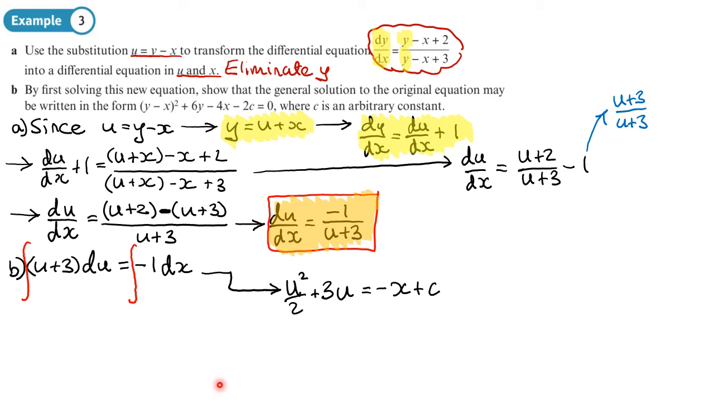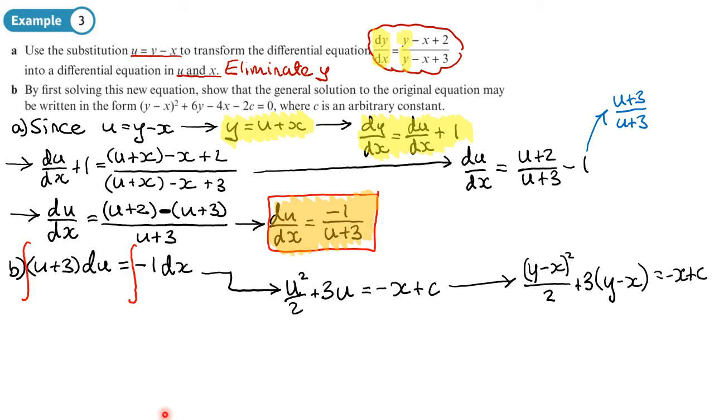Okay, now the form they want it written in has y, so we need to substitute back and replace the u's with y's. Now u is y minus x. So if I substitute back, instead of u, I'll have y minus x all squared over 2 plus 3u, or 3 times y minus x, equals minus x plus c.